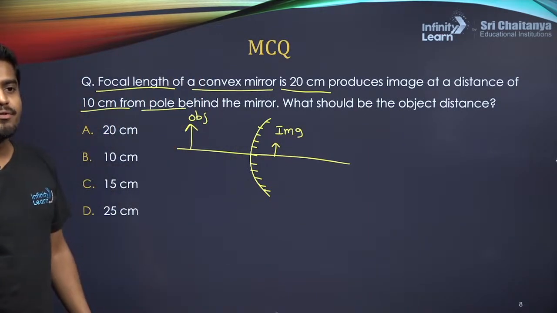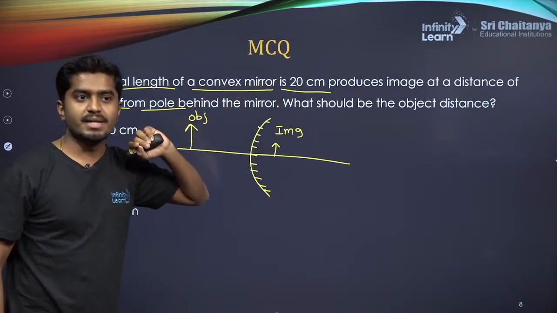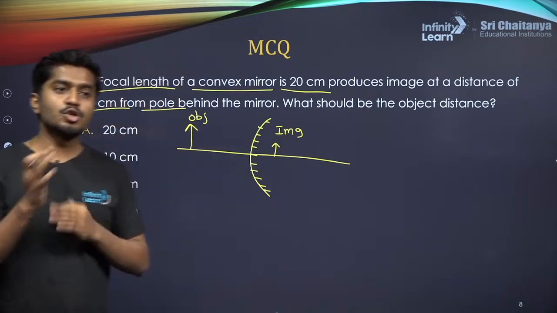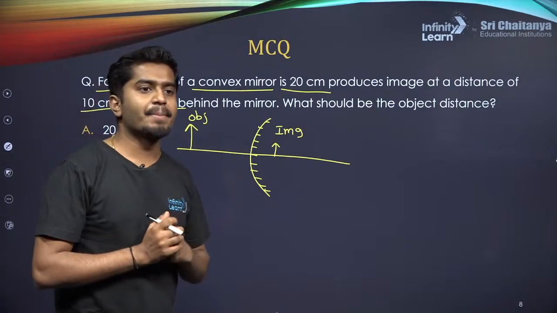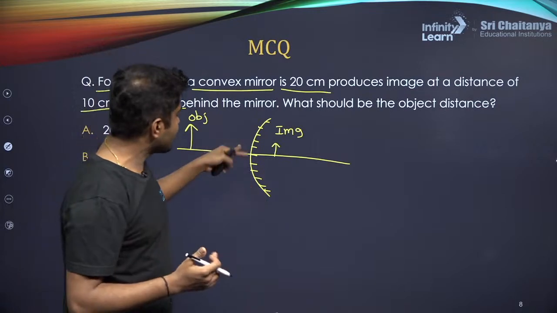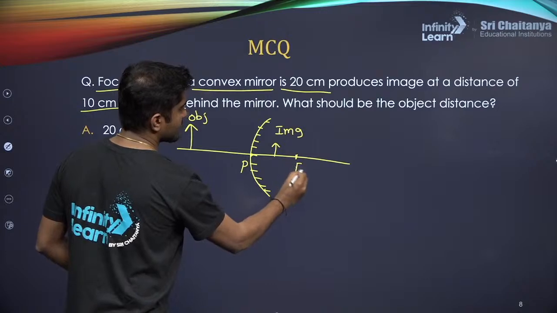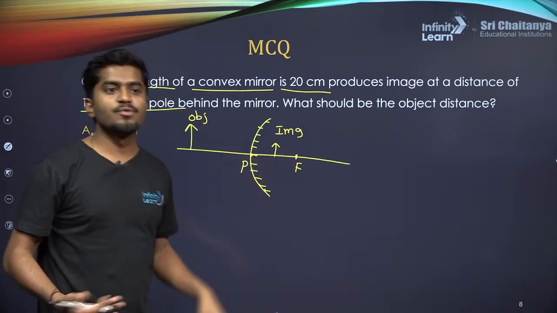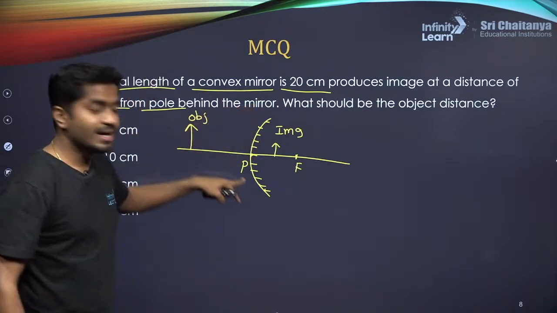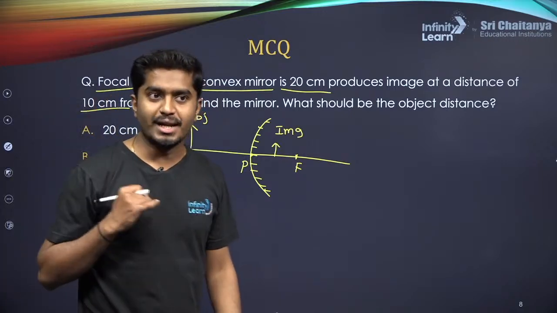What is the focal length? This is the focal length. The focal length of the convex mirror is 20 centimeter. If you don't know the meaning of the focal length, then you should watch my earlier videos. Focal length is nothing but the distance between the pole and the principal focus. So this distance is called the focal length. Real image? No. The convex mirror never forms a real image. It is always going to be virtual.